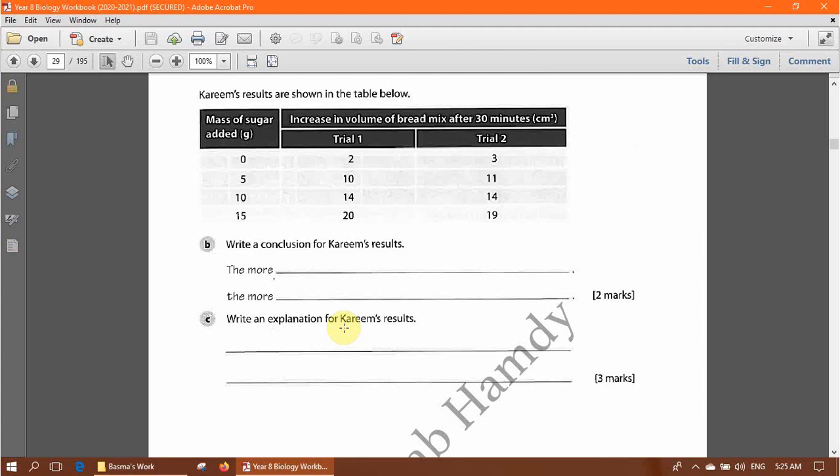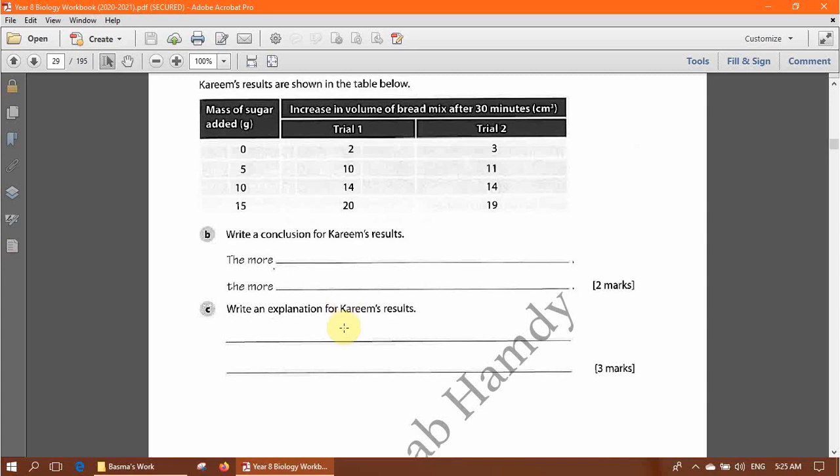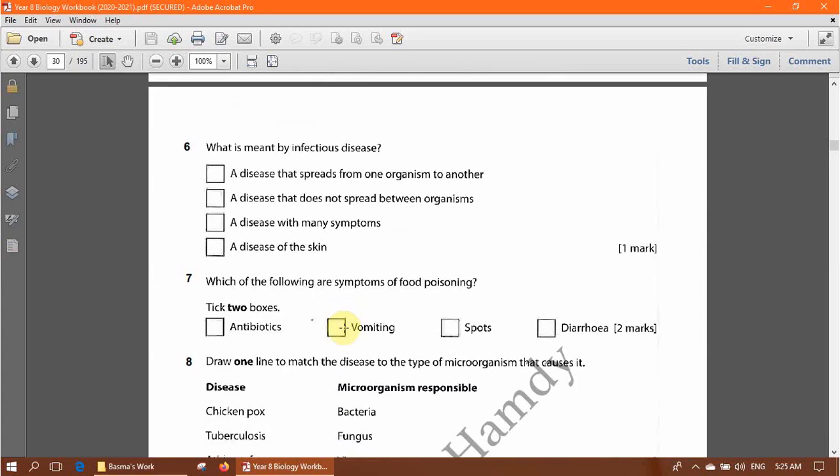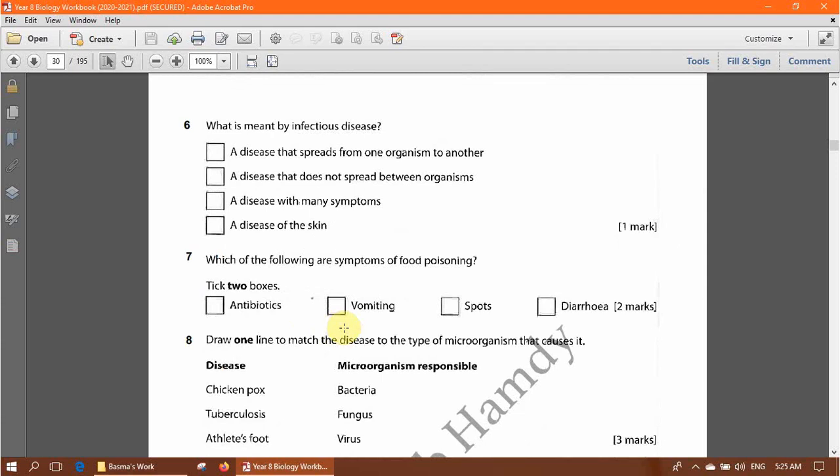So here the 3 marks is as you add more sugar, the yeast respires more. This is 1 mark, producing more carbon dioxide, the 2nd mark. So the dough will become bigger and bigger. Next. What is meant by infectious disease? An infectious disease is a disease that is spread from one organism to another.